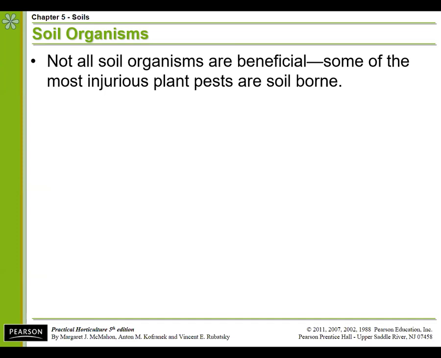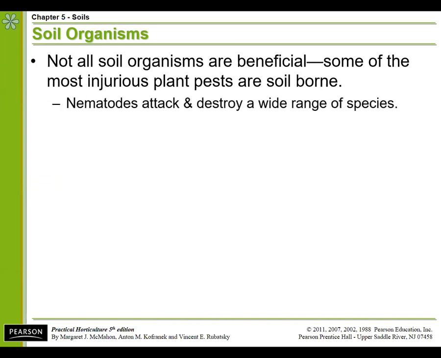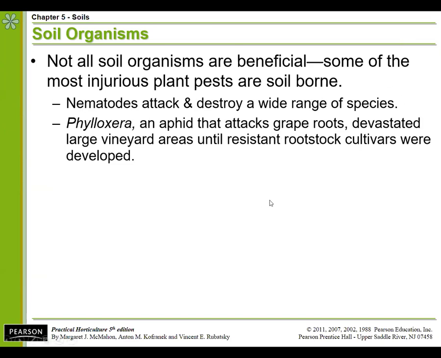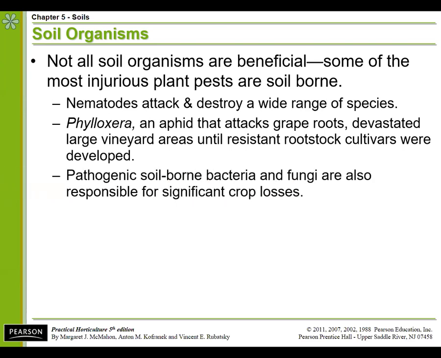Some of the most detrimental pests are actually living in the soil, especially the nematodes. And they attack and destroy a wide range of species by feeding on the roots of the plants themselves. Phylloxera is a species of aphid that attacks grape roots, which can devastate vineyards, and did devastate vineyards until resistant rootstock cultivars were developed to that particular type of aphid. They live underground, feeding on the roots.